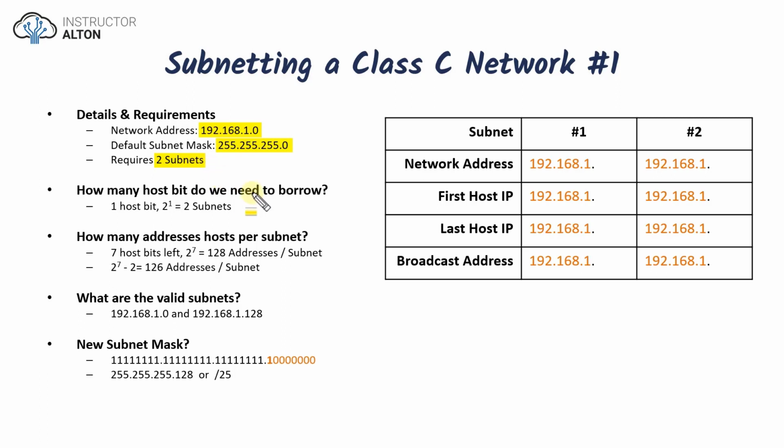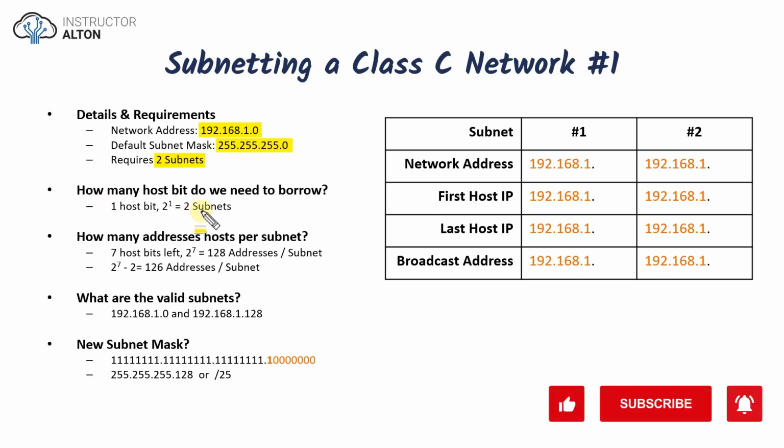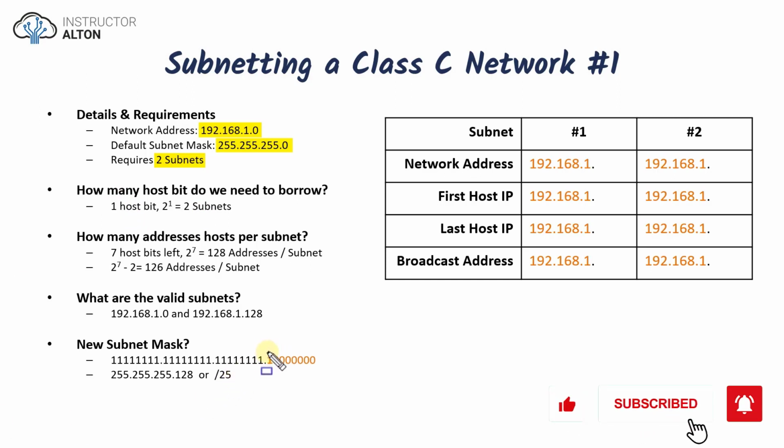Well, if you remember back to the basic math, it depends on how many bits we borrow. For every bit we borrow, it's the power of 2. So if we borrow one host bit, 2 to the power 1 equals 2 subnets. That means we only need to borrow one host bit. Now remember, with a Class C, the last octet, the last 8 bits, are the host portion. So we always start from the left and work our way to the right.